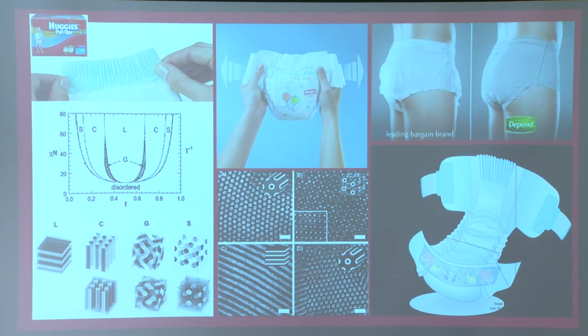So prior to that, diapers had either a Velcro or some kind of a normal adhesive type tab. And they said, we're going to make a diaper or a component of the diaper out of crepe.